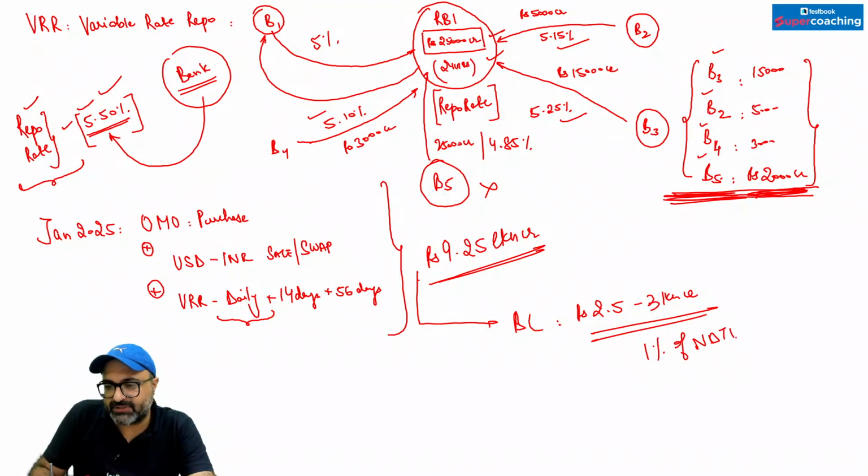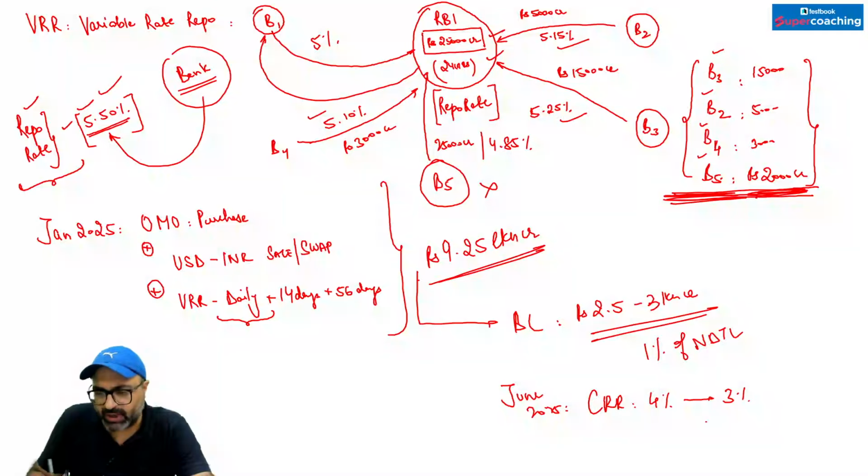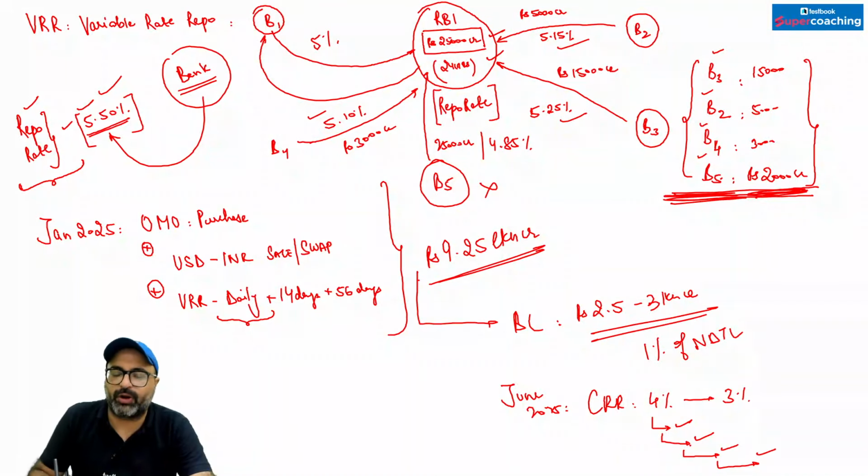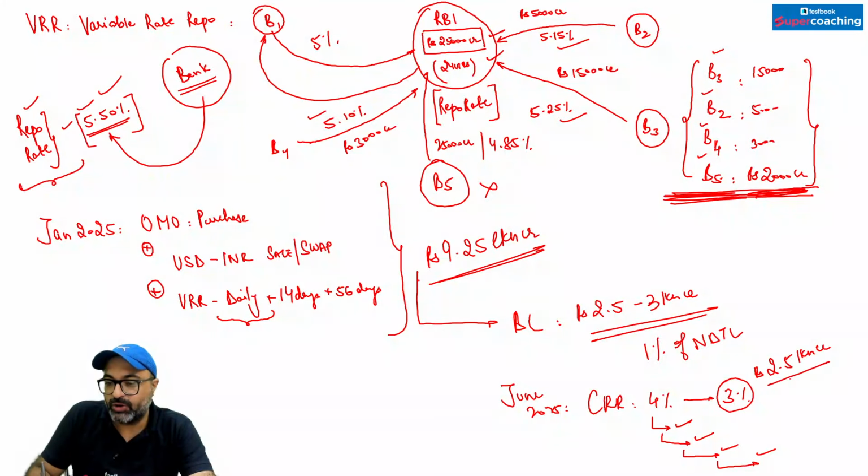You can confirm this value of 1% of NDTL in such a manner that in the month of June, when RBI came up with its monetary policy, RBI announced that it is decreasing the CRR from 4% to 3%, not in one go, but in 4 tranches of 0.25% each. This will be in September, October, and November, and this will result in a decrease in CRR from 4 to 3%, and an increase in liquidity in the market of around 2.5 lakh crore.